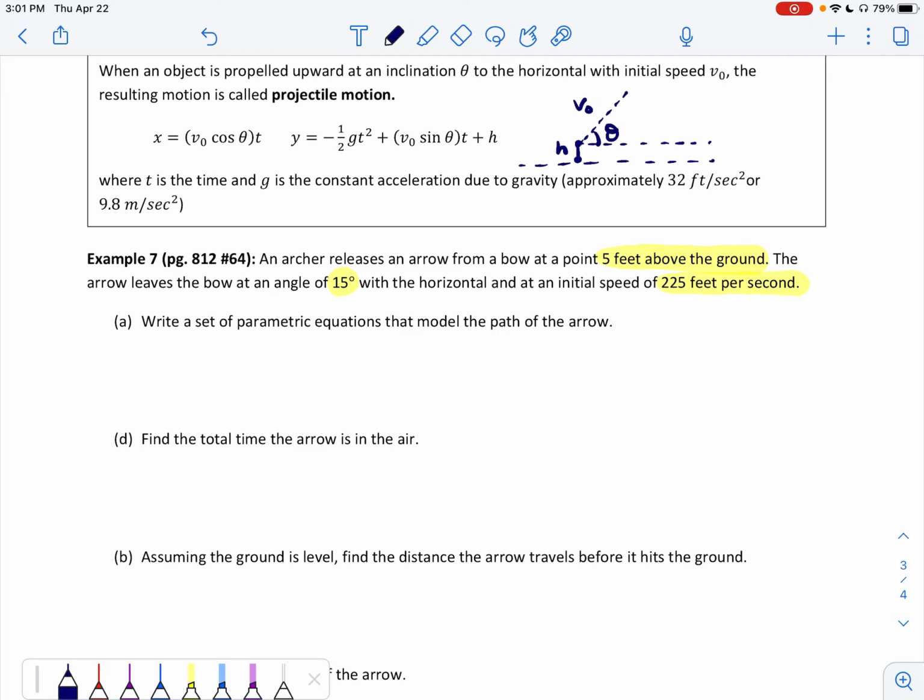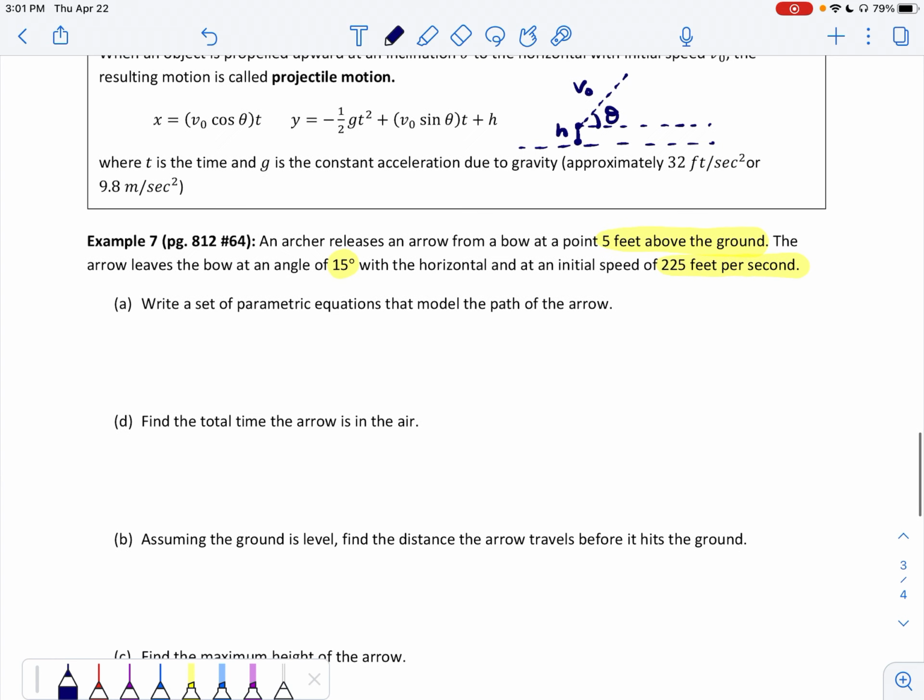So basically, to start off with, if we want to find our parametric equations, we just plug in the different pieces. So our x, which is just v naught cosine of theta times t. Okay, our initial velocity is the 225 feet per second, and our theta is 15 degrees. T is going to remain a variable because this is a function of t. So we would have 225 cosine of 15 degrees times t.